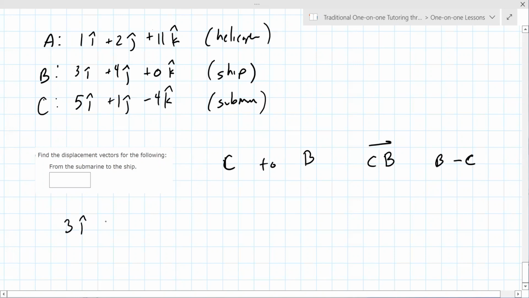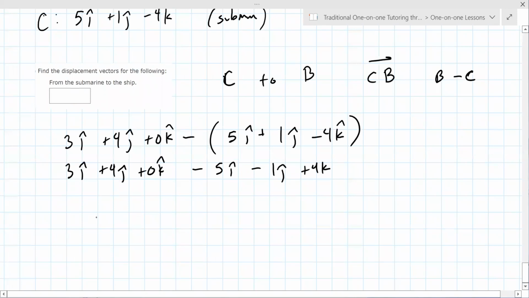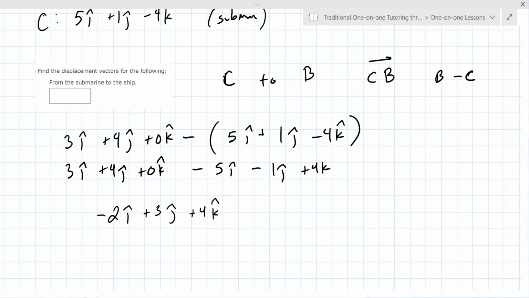So that's 3I plus 4J plus 0K minus 5I plus 1J minus 4K. Okay, so you subtract your 5I minus 1J plus 4K. So that's minus 2 I hat plus 3 J hat plus 4 K hat. So let me get that entered.